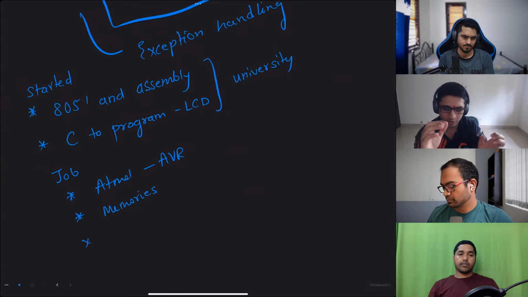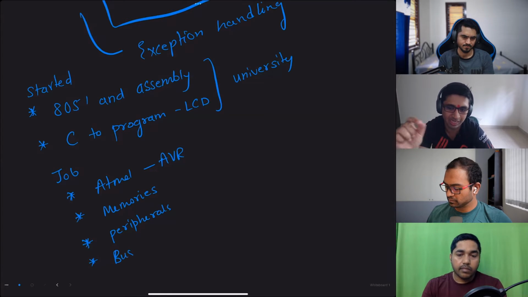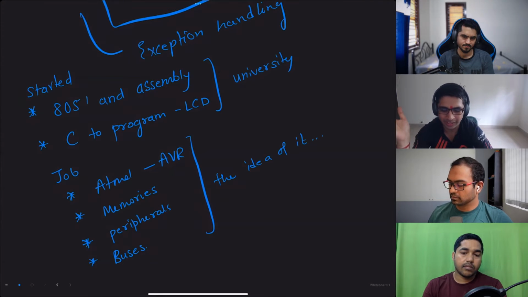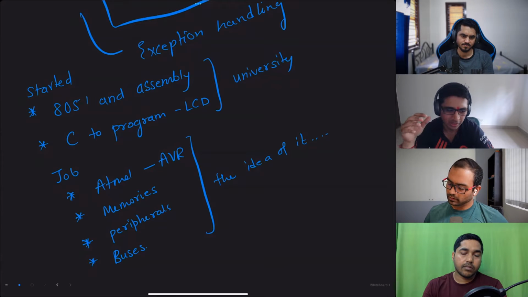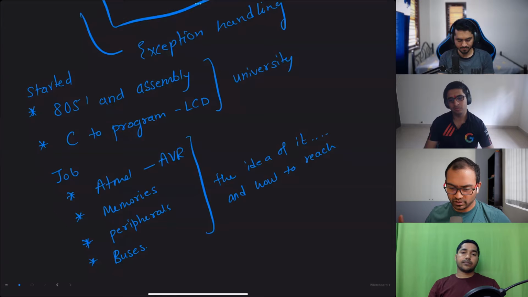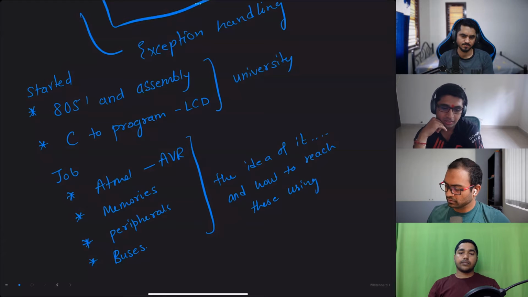Not to the level that you should know the AXI protocol. You should just know that, okay, I need to do star uint32_t star to access the address space, or uint16_t or uint8_t based on the architecture you're using. So maybe let me take it down as the ideas around these and then how to reach these using C.